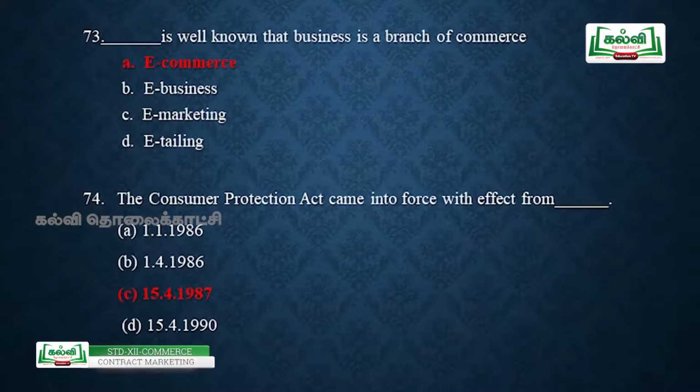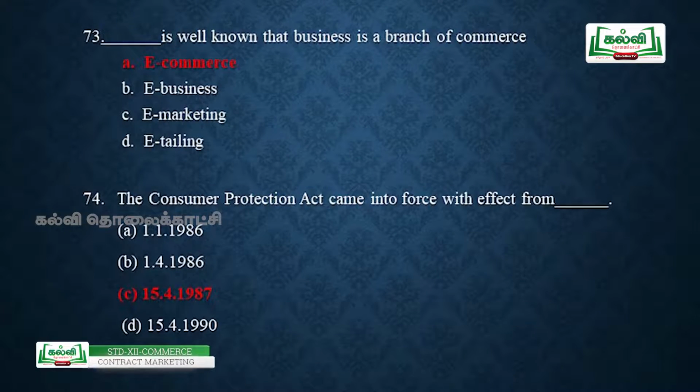Then question number 73. Dash is well known that business is a branch of commerce. So, the well known branch of commerce is e-commerce, e-business, e-marketing, e-tailing. So, in all these options, the exact answer is option A, e-commerce, because e-commerce is well known as a branch of commerce. E-commerce includes the e-business, marketing, e-tailing. So, the correct exact answer is option A, e-commerce.